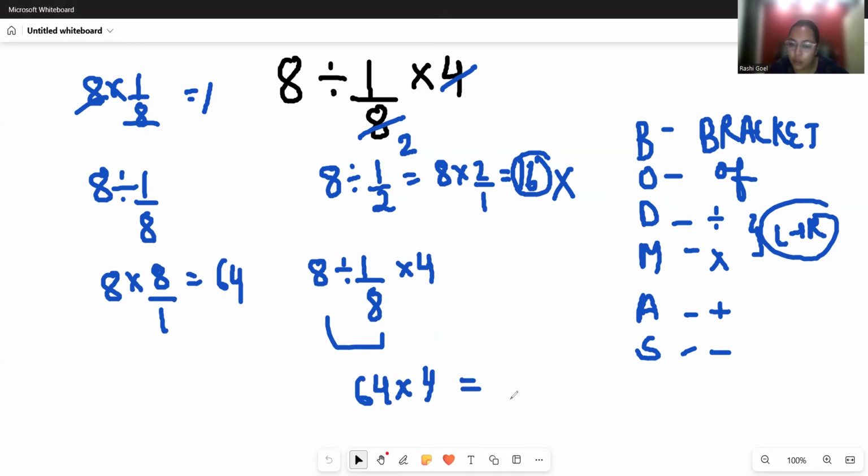64 times 4 is: 6 times 4 is 24, and carry over 1 is 25. It's 256. So what is the correct answer? 256, not 60. I hope it's clear and you find it useful.